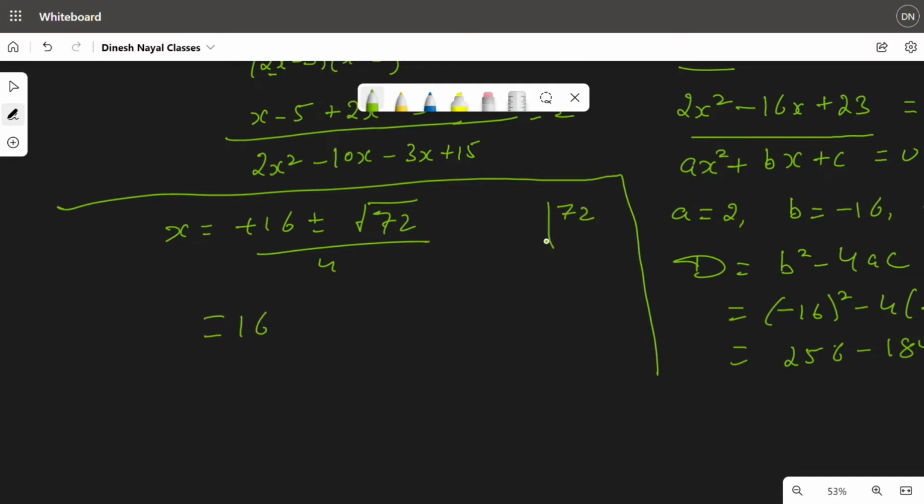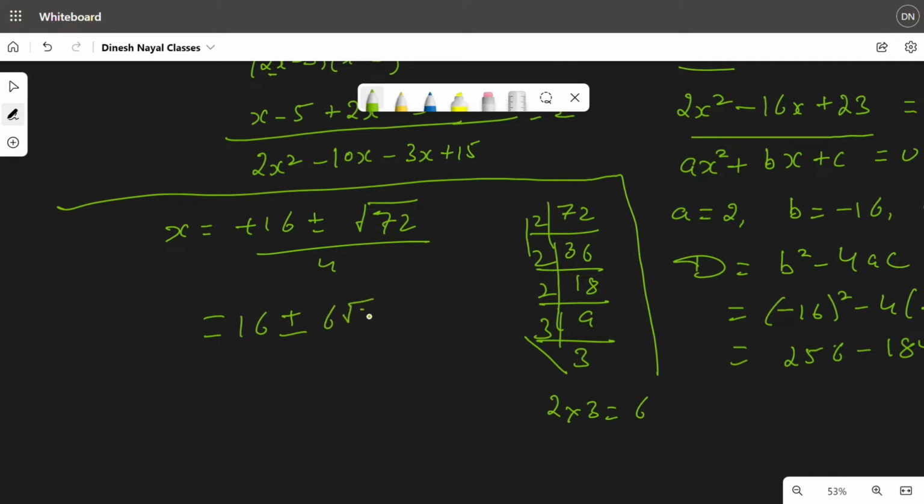Now root 72. We can write root 72 by factorizing it with 2, we get 36, again with 2, this will be 18. Now we can do this with 2 only, 9, then 3 times 3. So there are two pairs, one is pair of 2, one is pair of 3. So 2 into 3 is 6, and this remaining 2 will be in under root. So plus minus 6 root 2 by 4.